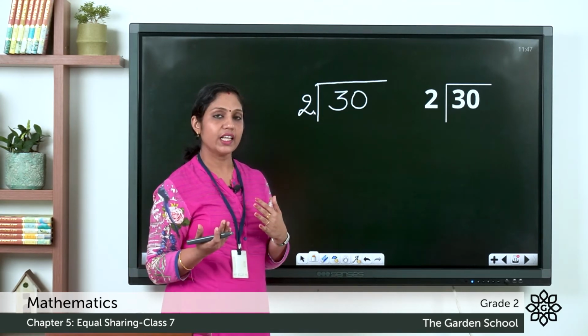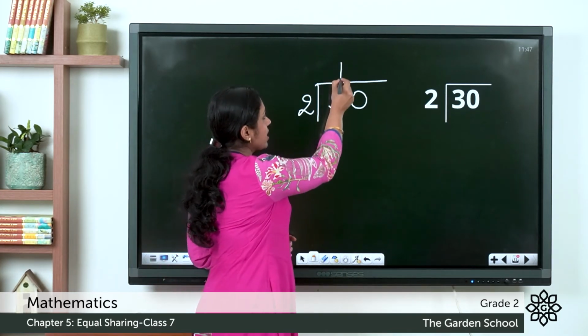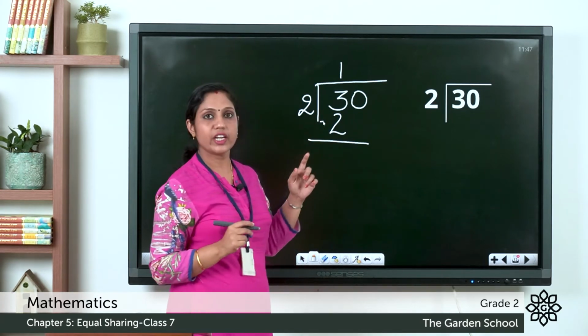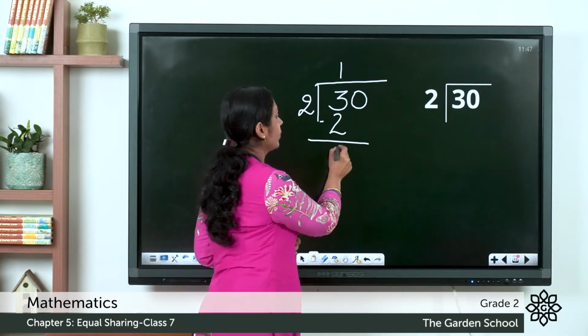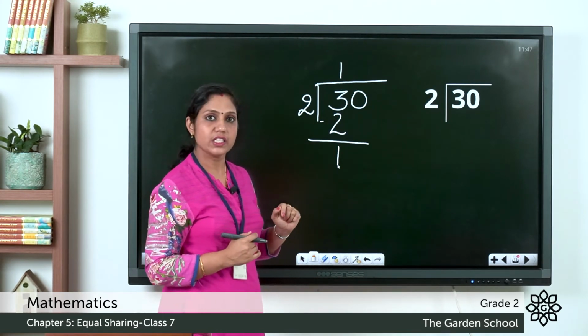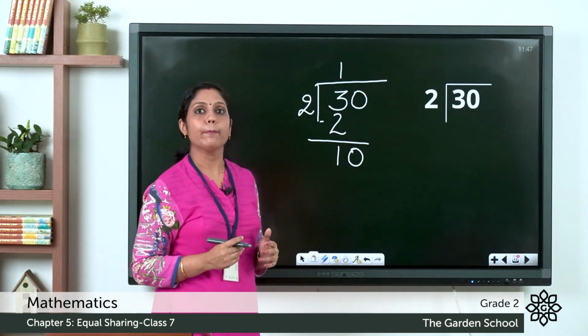So 4 is greater than 3. We have to take the number less than 3. So 2 ones are 2. And then subtract. 3 minus 2 is 1. And what do we have to do? Bring the next number down. Here we have the next number 0. So bring it down and write it here. So we got the number 10.